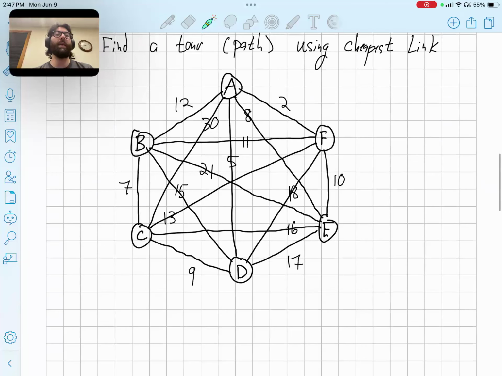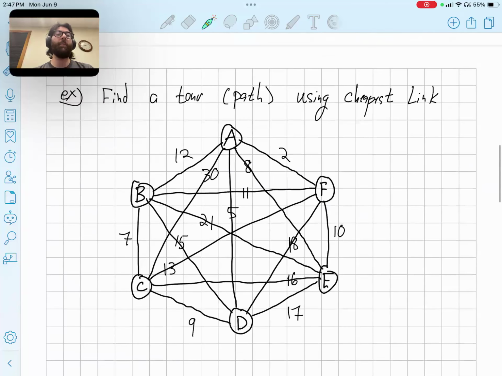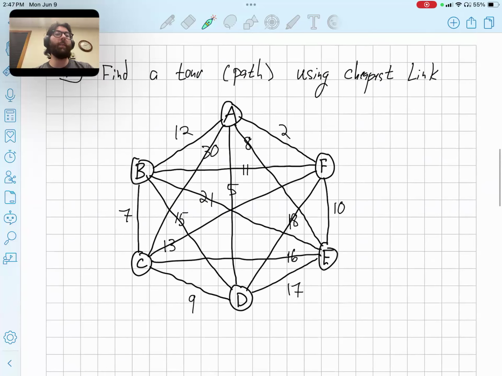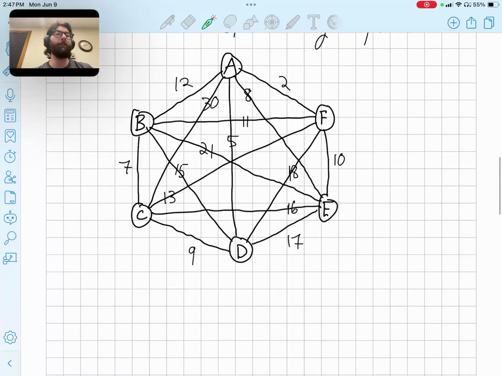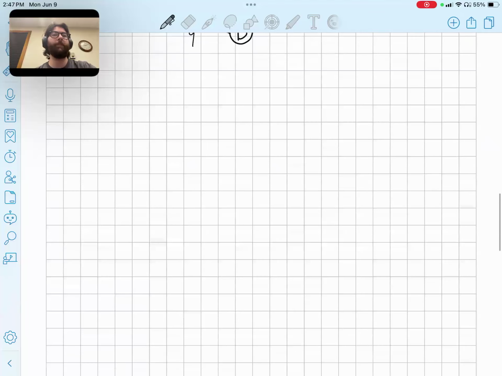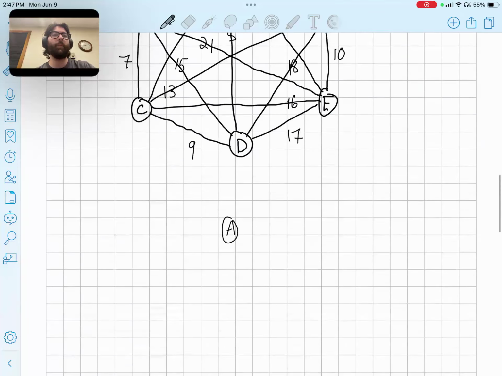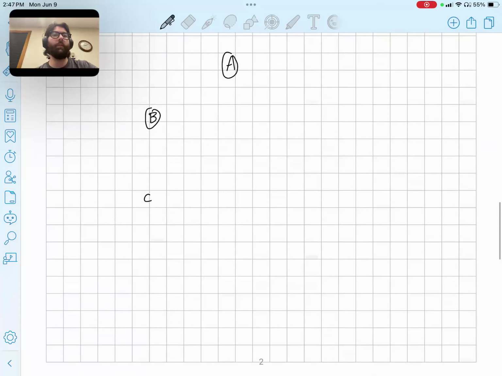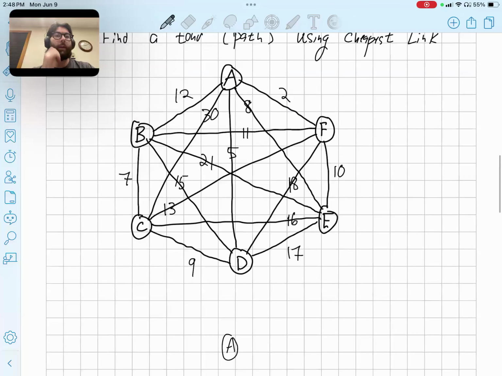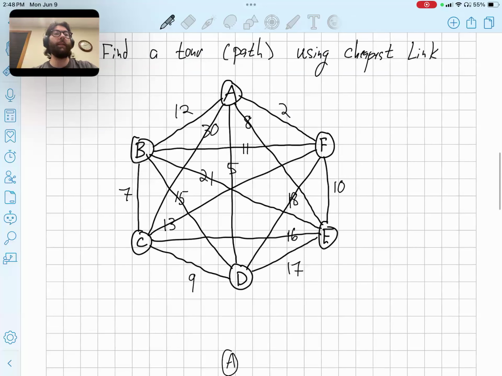Let's look at a larger example. So this one's even bigger, but we're going to use the exact same process. So I'm not going to bother, just because this is so big, I'm not going to make a little copy here. Maybe I can make it down below. B, C, D, E, F. Okay, so let me find my cheapest link, my cheapest vertex, or edge rather.